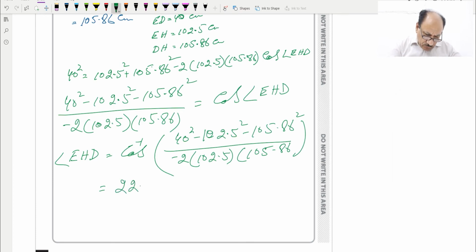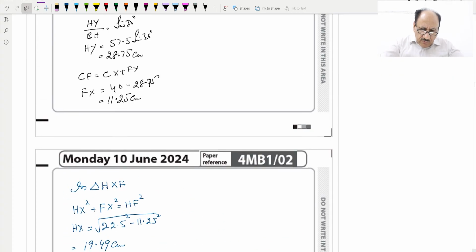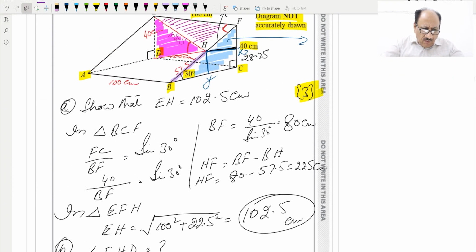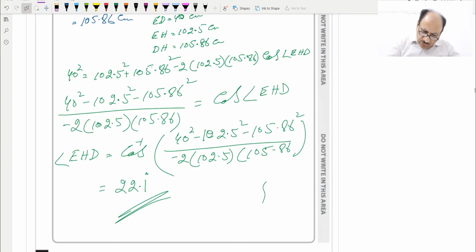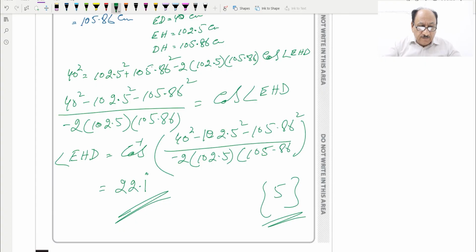0 we missed, and this is giving us 22.1, so 22.1 degrees. This is the final answer for this question. It's a little difficult part, which is of how many marks I will tell you. This is a 5 marks part which we have done. Children, hopefully you understood this.